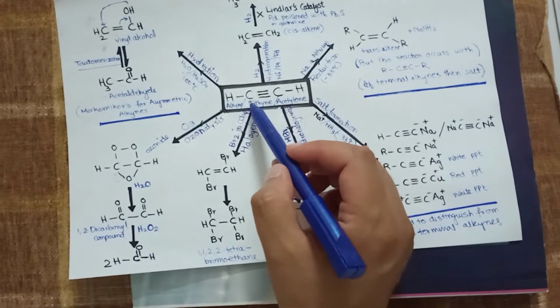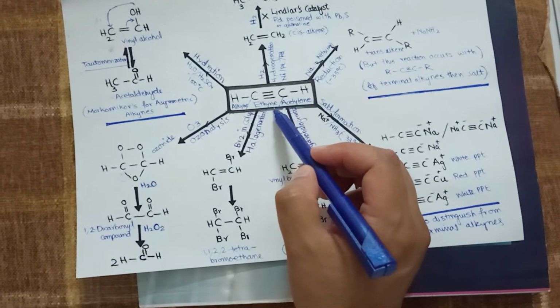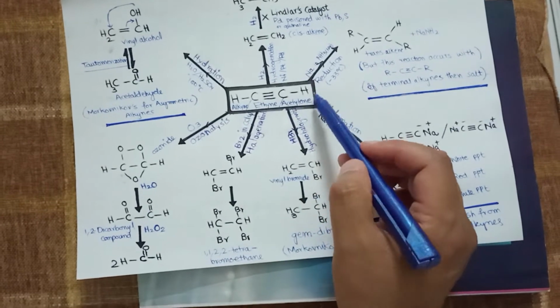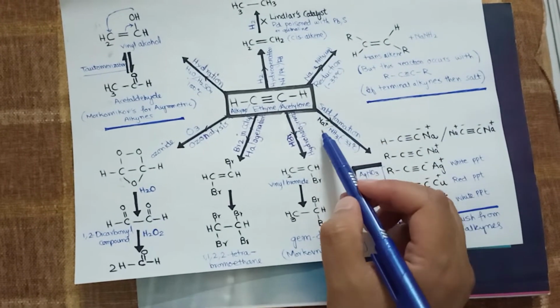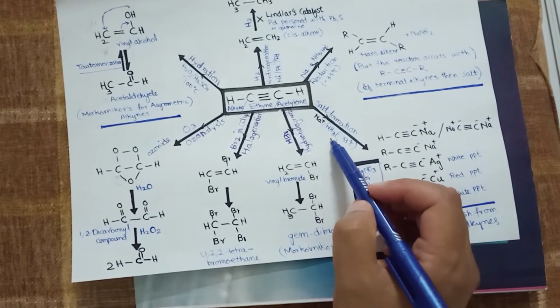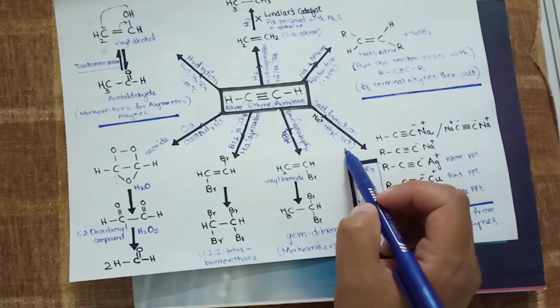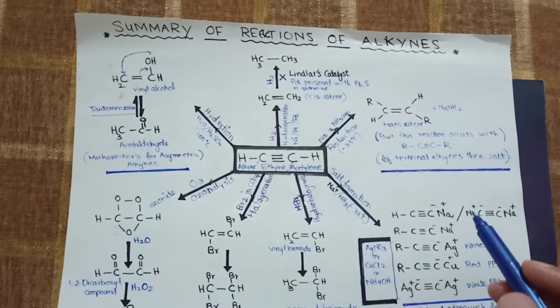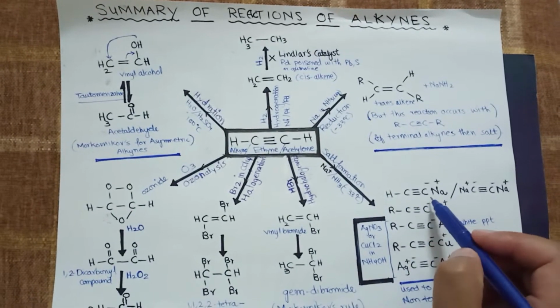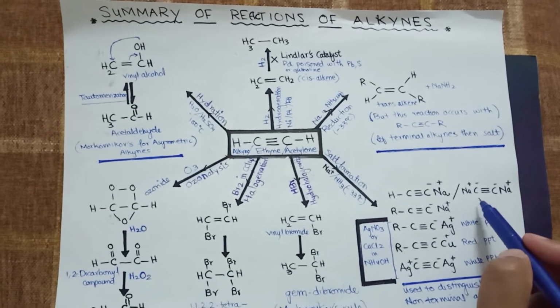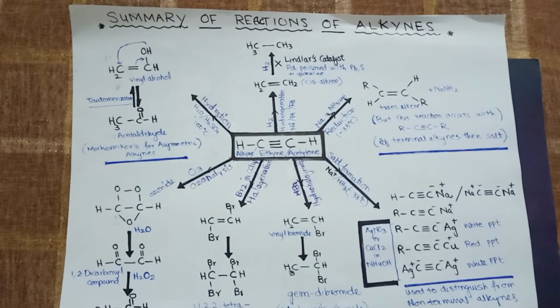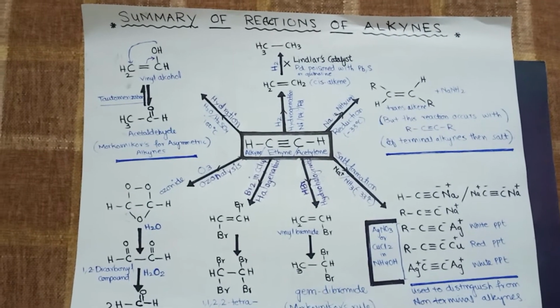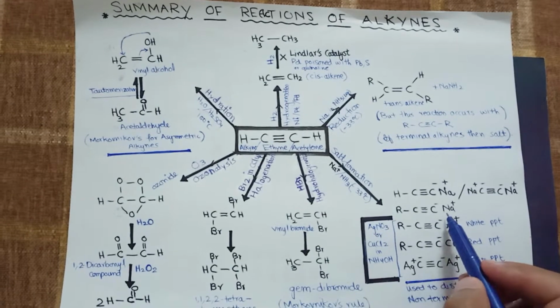Now if we have this type, like here we have acetylene or ethyne, when we reduce this in the presence of sodium and liquid ammonia at minus 33 degrees centigrade, it produces a salt. So here we have sodium acetylide salt or disodium acetylide salt. So in this way we get other salts.